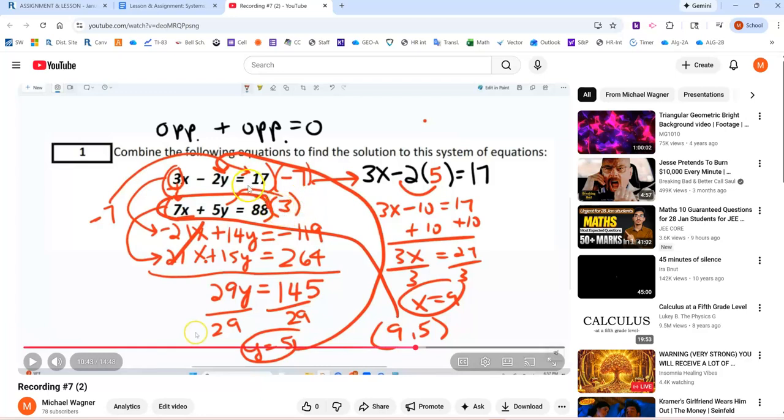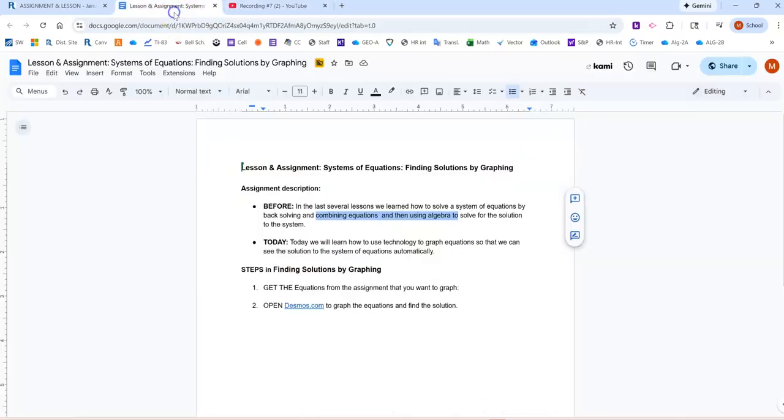But today we're going to find a much easier way to do it by using technology, and that's the purpose of what we're doing today. Okay, that's our goal today. Go ahead and read and translate that if you need to.